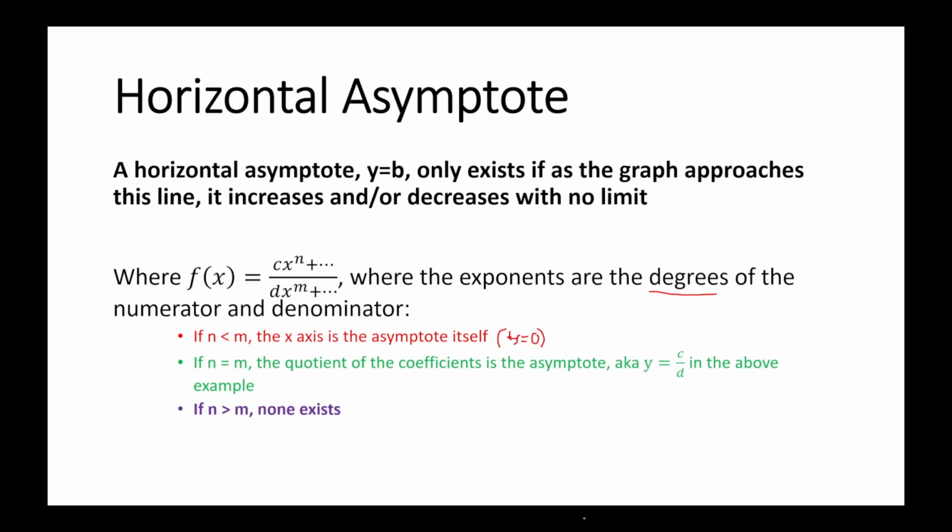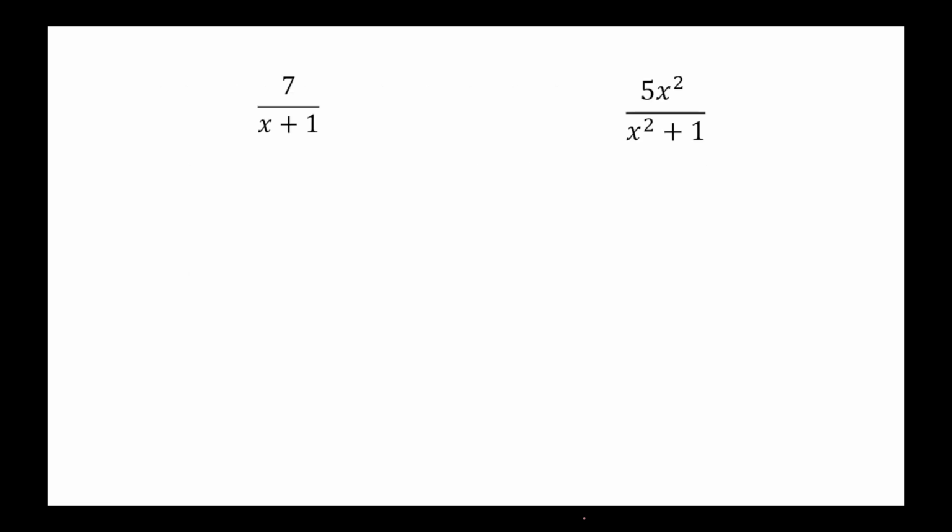In the case where you're top heavy, that's one way to remember, if your top degree is greater than your bottom degree, there's no such thing. There is no horizontal asymptote at all. In fact, in this case, you may have something called a slant asymptote. Okay, so let's try it. Starting with the one on the left.